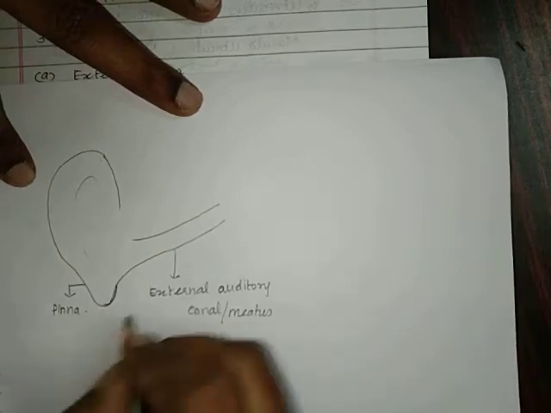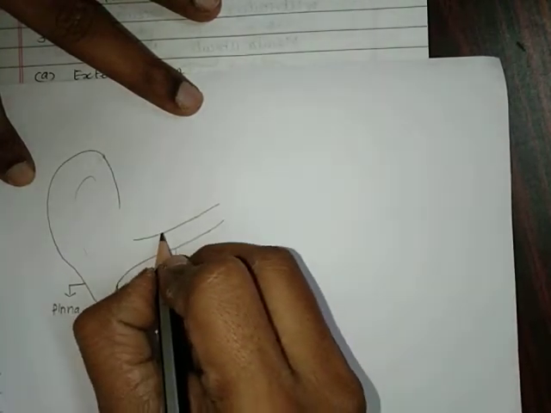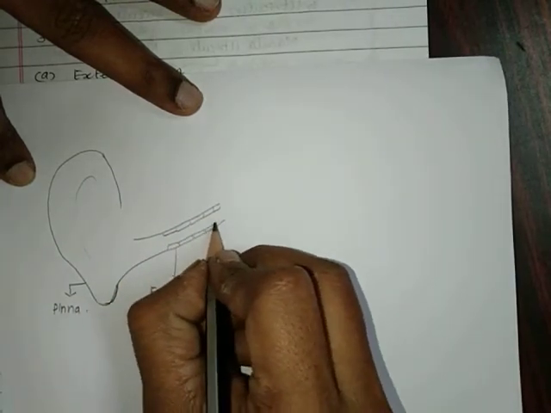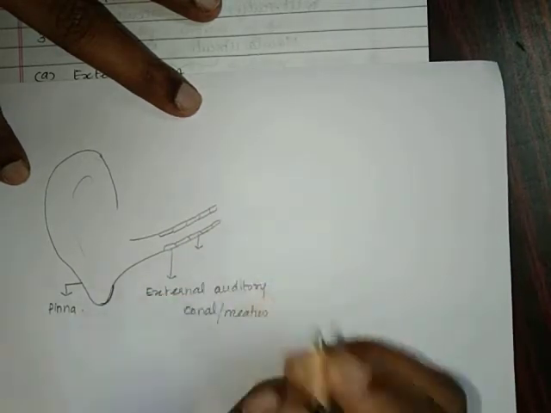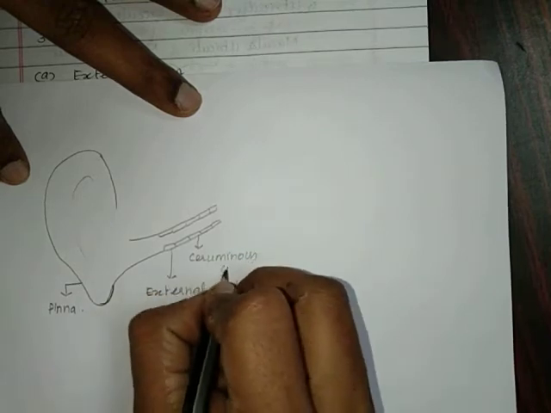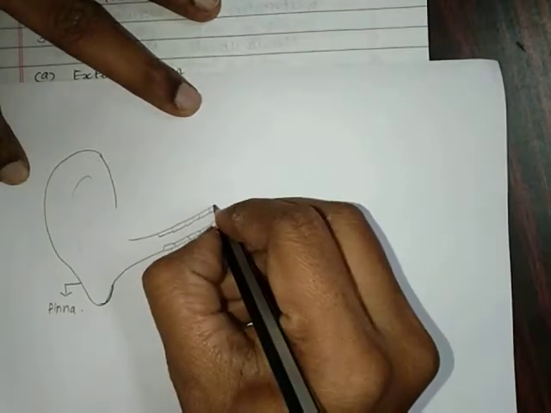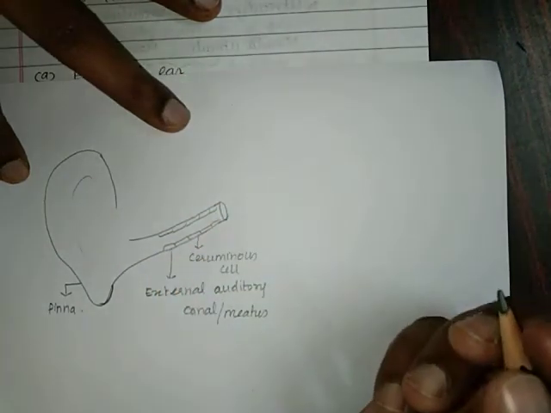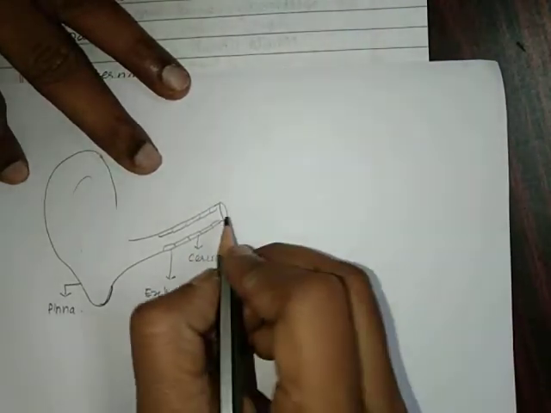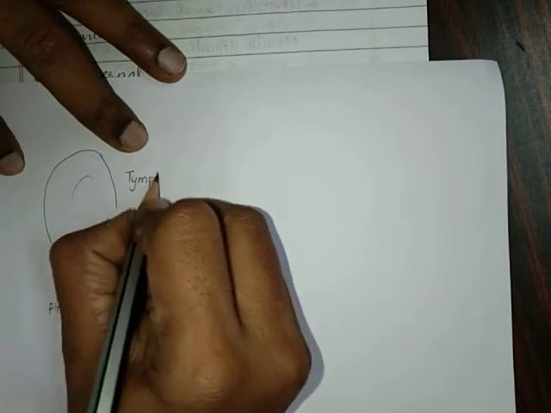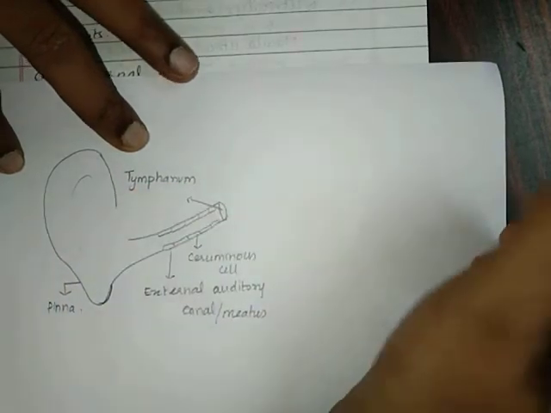Meatus is nothing but a canal, and this external auditory meatus, towards the inner side, that is, away from the pinna, is going to be made of cells called ceruminous cells, which secrete cerumen, called ear wax. And the third part of the external ear is a highly stretched connective tissue membrane called the tympanum or the tympanic membrane, which is commonly called the eardrum. So these are the three parts of the external ear.